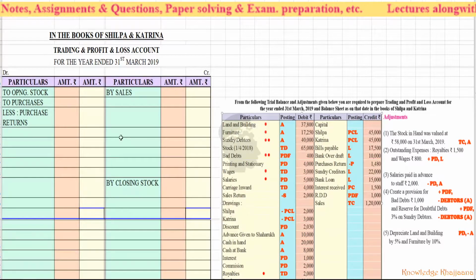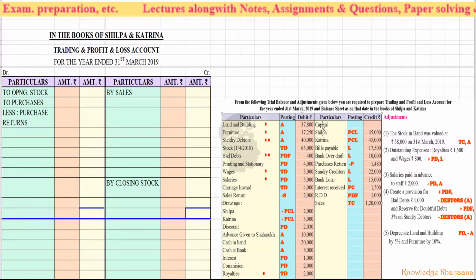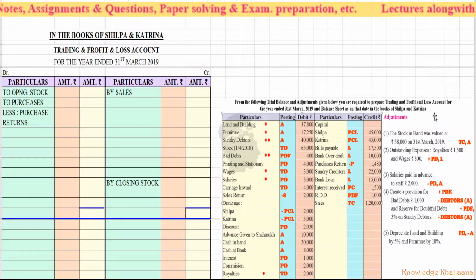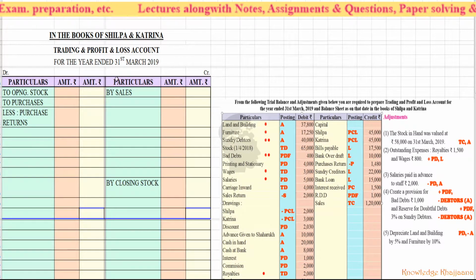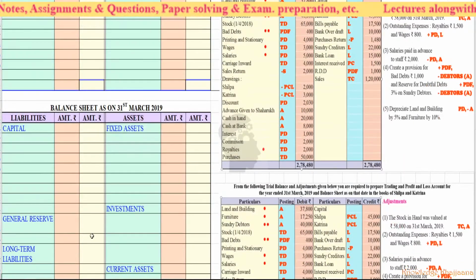Now let's start solving the problem. It is the problem of partnership annual accounts. The names of the two partners are Shilpa and Katrine. Now we have drawn the trading and profit and loss account, and we have also drawn the balance sheet format.